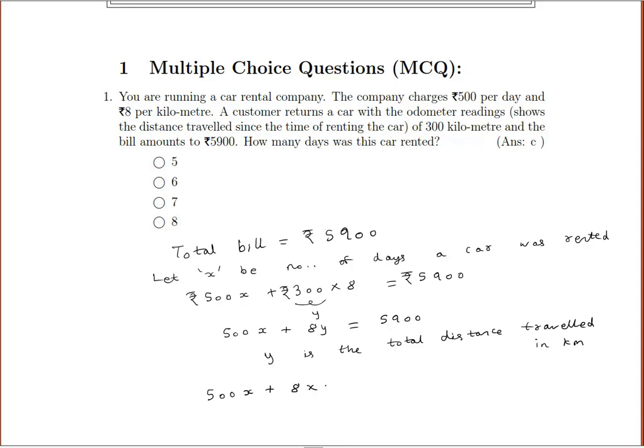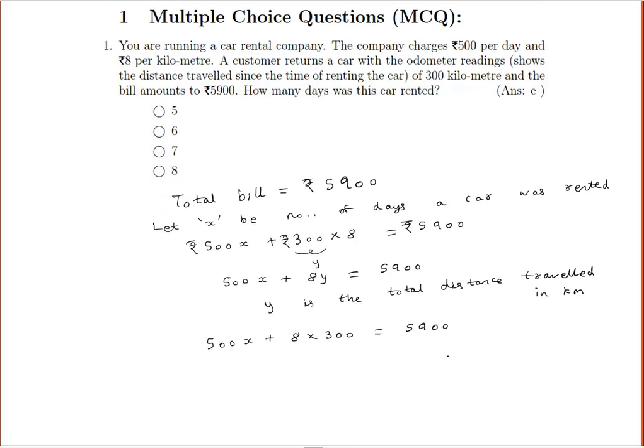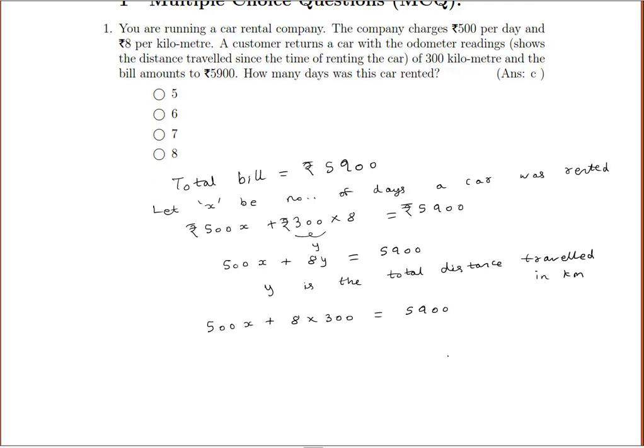Okay, so this equation reduces to 500x plus 8 into 300, because y is equal to 300 in our case, equal to 5900. So here we get the equation, and we have to solve for x from this equation. 500x equal to 5900 minus 2400, which gives us 3500. So thus x is 7.